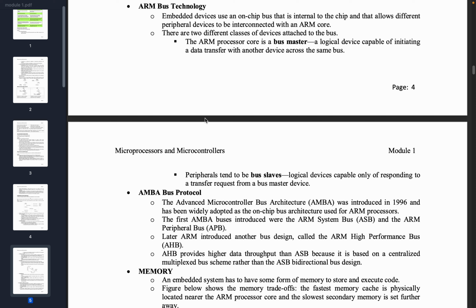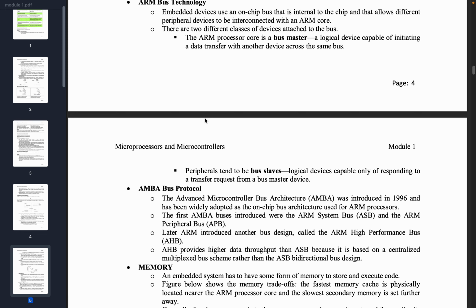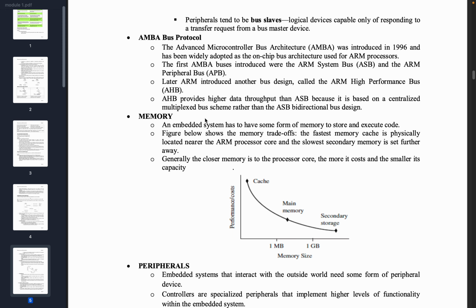Then another topic is memory. Memory is an important thing. We can consider main memory and secondary memory in hardware. An embedded system has some memory to store code to execute. The figure below shows the memory trade-off: the fastest memory, the cache, is physically located nearer to the ARM processor core, and the slowest memory, the secondary memory, is set further away. Generally, the closer the memory is to the processor core, the more it costs and the smaller its capacity. That is the memory type.